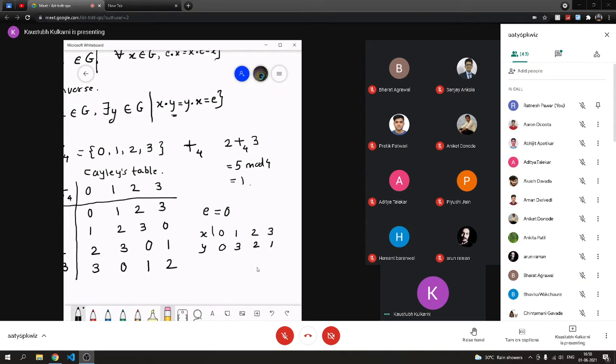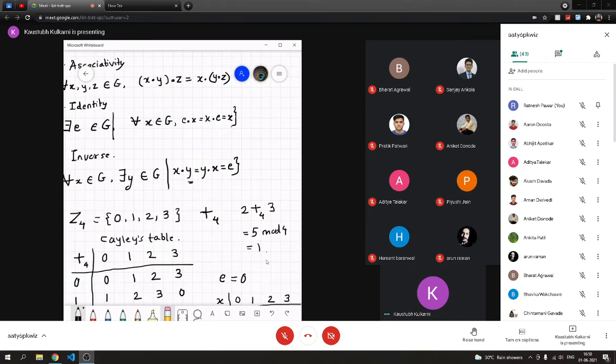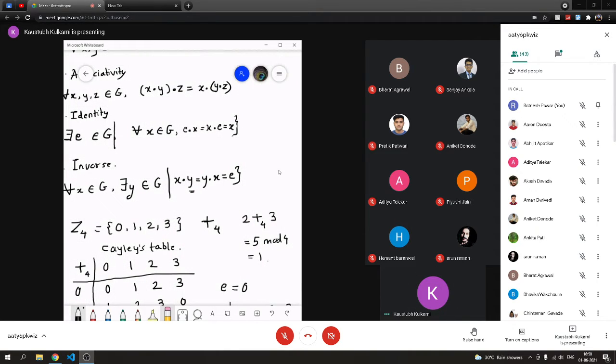Okay. These are the inverses. So it follows all the 4 properties of a group. Therefore, it is a group. Is everything clear, or any doubts? Any questions in this?